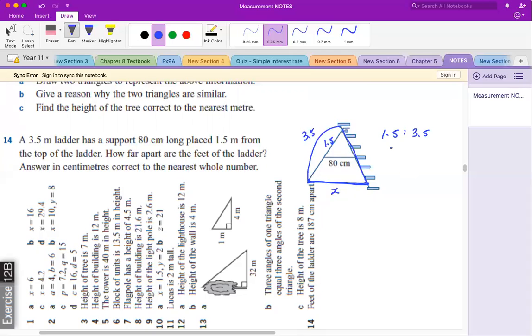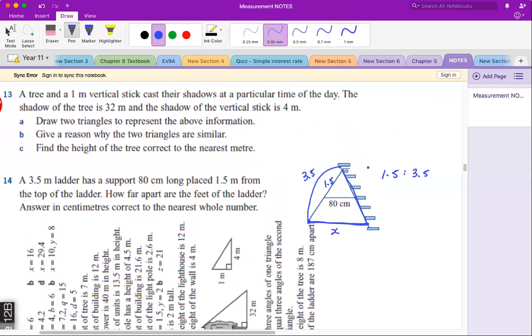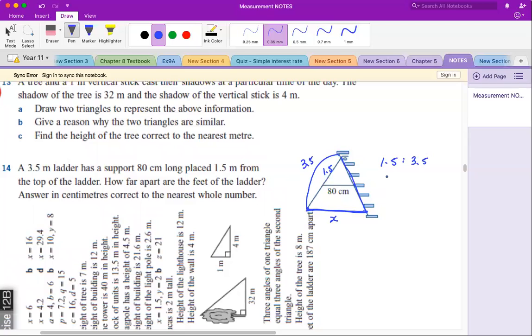So once you have 1.5 to 3.5, this is equal to another pair of ratios, right? So 80 and x, they're matching. How do I place them under this ratio? 80 to x. However, wait, I just realized. Oh, actually, yeah, you can do it just like that. So 80 to x. Yep. And then you find how much it is.